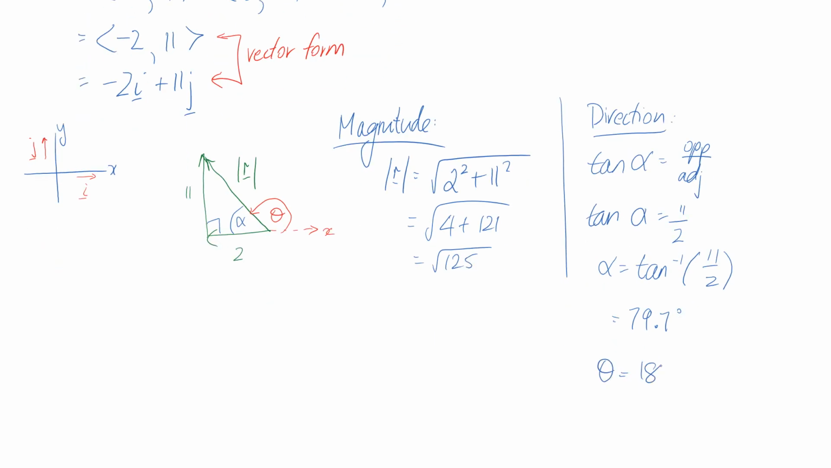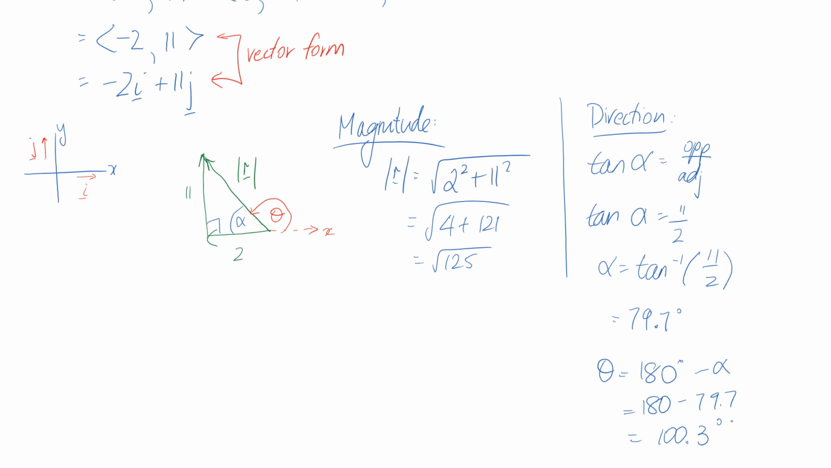So we now need to do that bit where we convert it back to having theta. So we said that there's 180 degrees in a straight line, so that would take us all the way around to the other side here, but then we need to take off that bit for alpha and we'll be left with theta. So if we do 180 minus that 79.7 that we just worked out, we're going to get that our angle theta is 100.3 degrees.